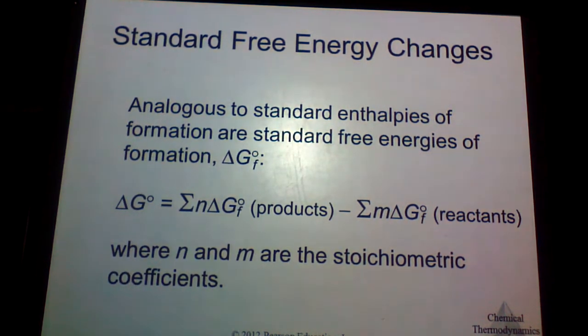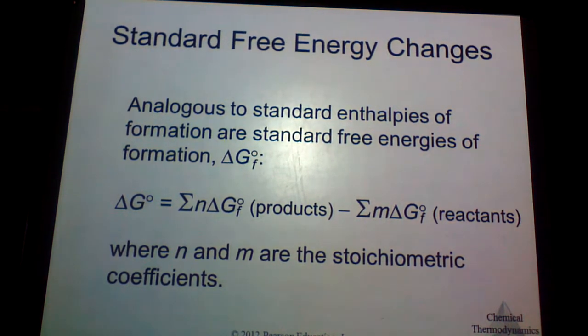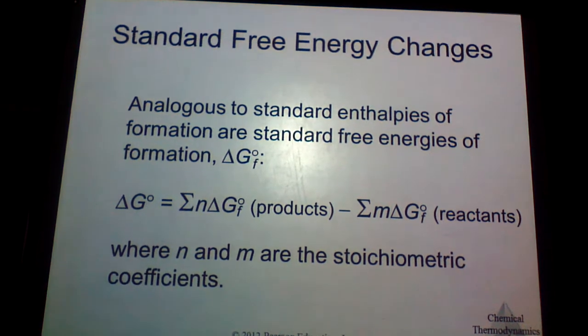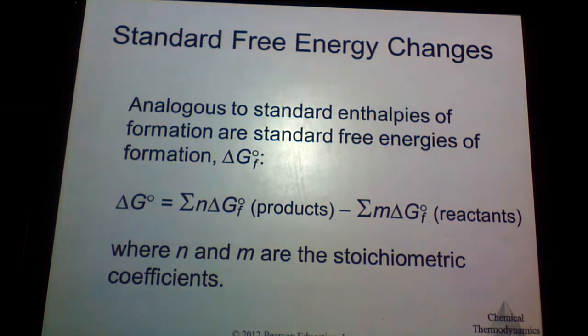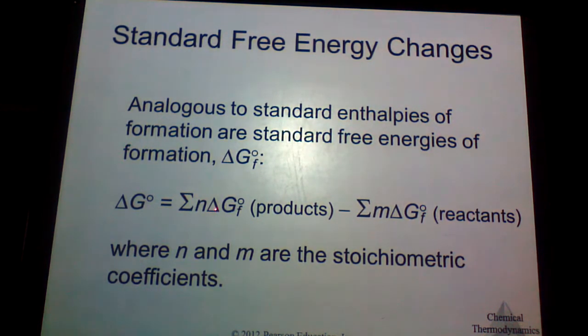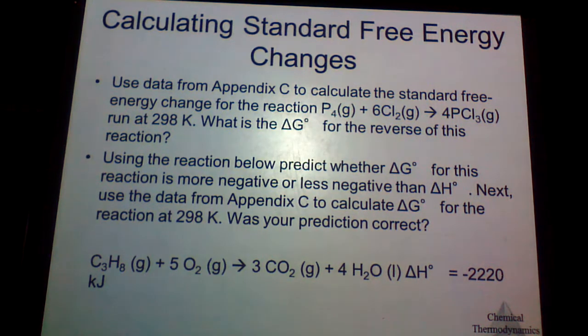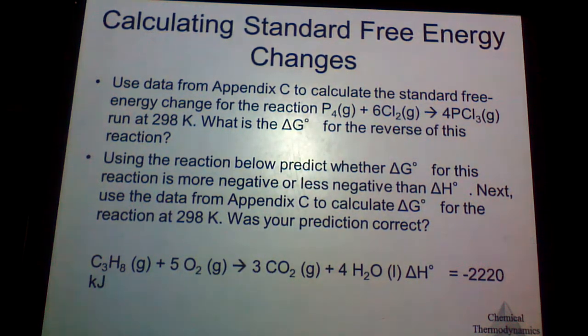Standard free energy changes are just like what we talked about with standard enthalpy in chapter 5, and with standard change in entropy, delta S, a few minutes ago. Delta G is going to be the exact same thing. If I want to find the standard free energy change, I take the sum of the standard free energy changes of the products and subtract the sum of the standard free energy changes of the reactants. And again, n and m are just the coefficients. So we can have practice with this. That's all that this slide is wanting us to do. We'll do this one together on Monday as well.